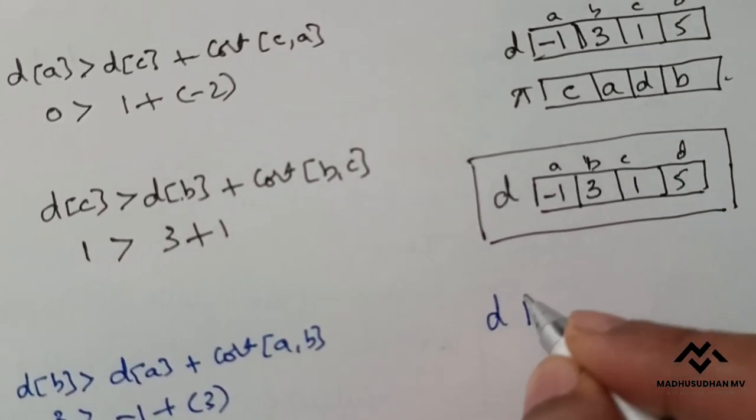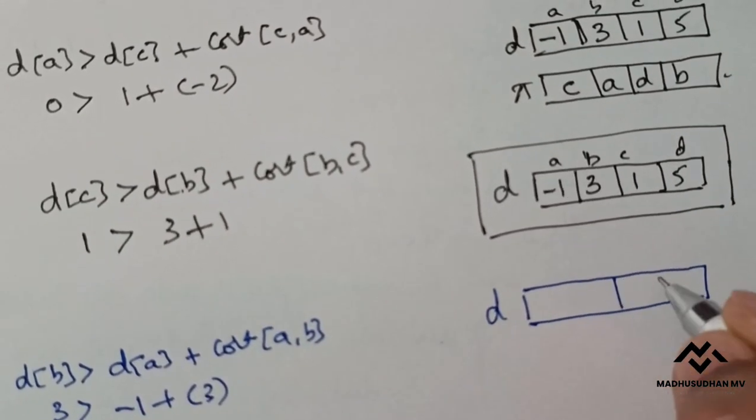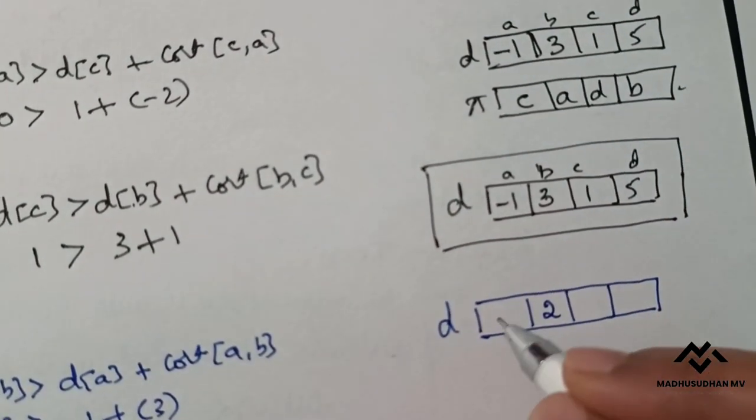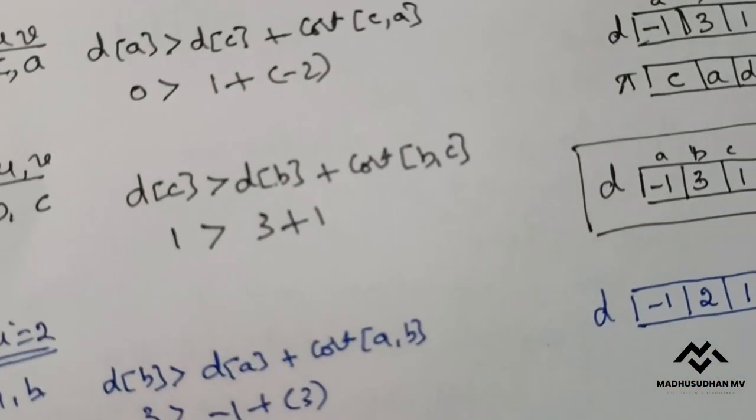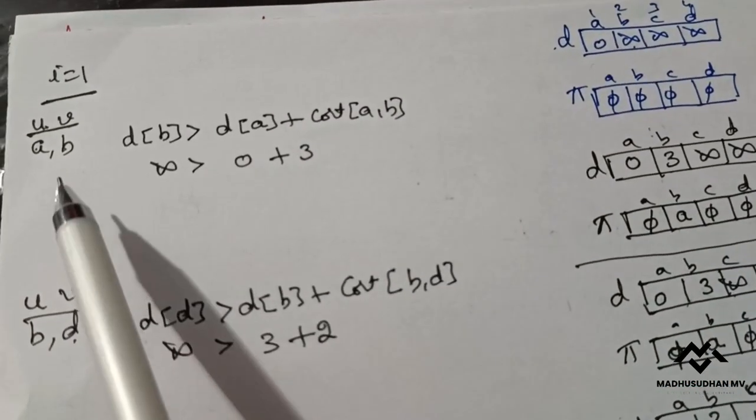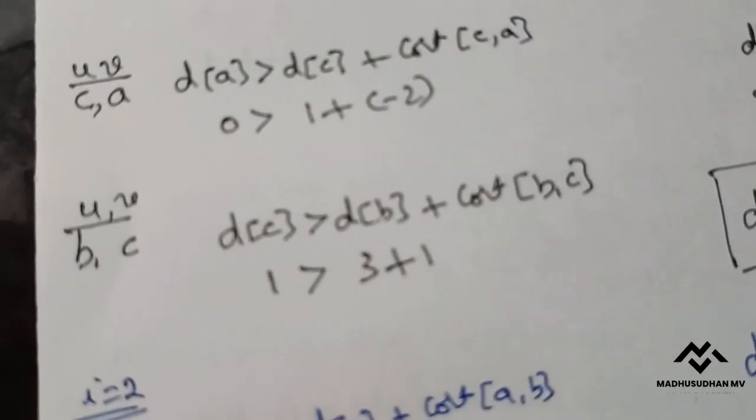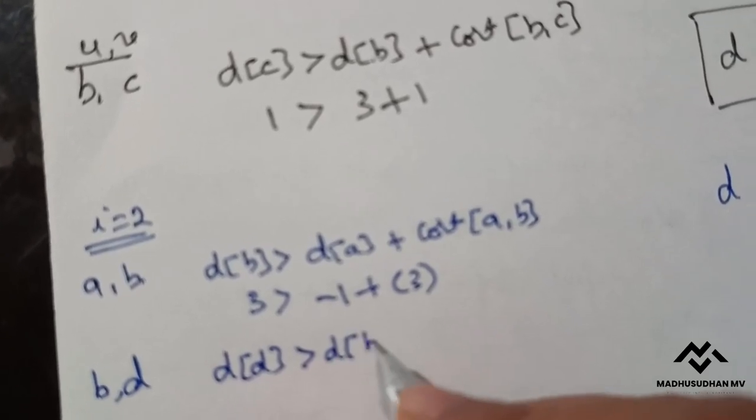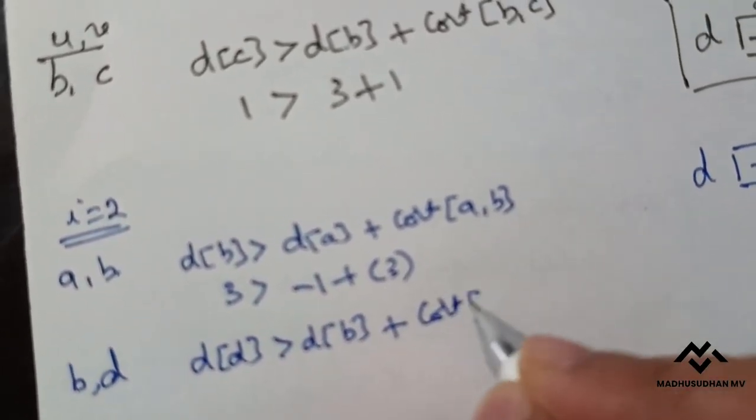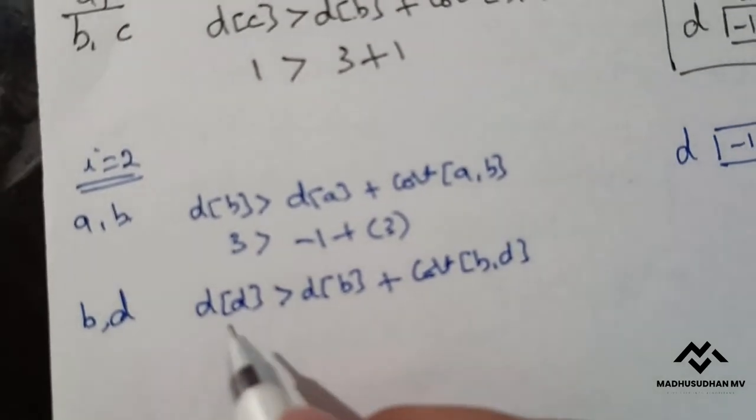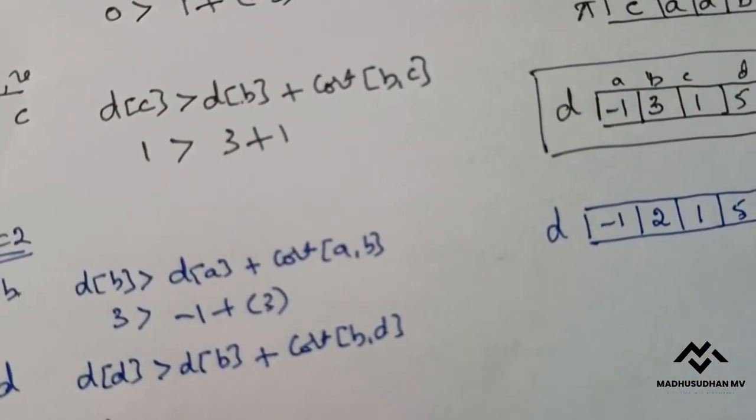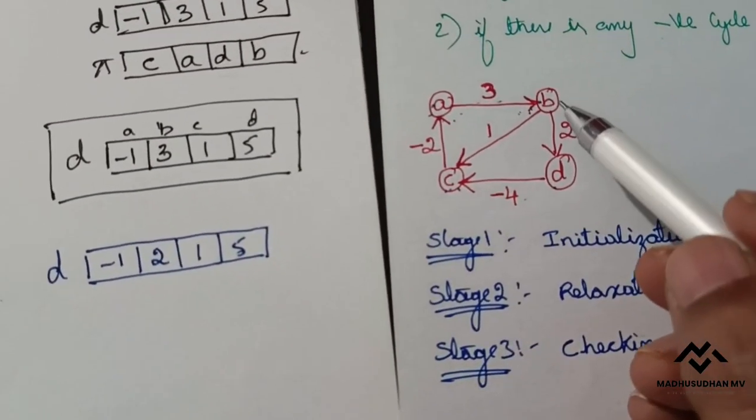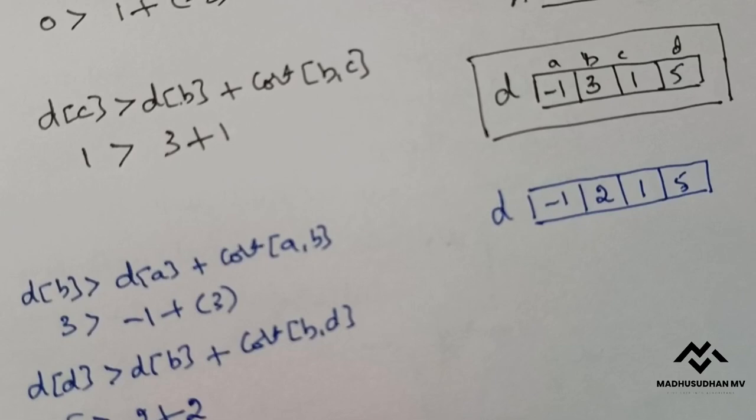So now my new distance array has distance of B as 2. See, earlier it was 3, now it is reduced. Remaining will be as it is. Now the next edge after A, B is B comma D. So distance of D greater than distance of B plus cost of B comma D. Distance of D is 5. 5 greater than distance of B, which is 2, plus B to D, which is 2. 2 plus 2 is 4. 5 greater than 4, true.